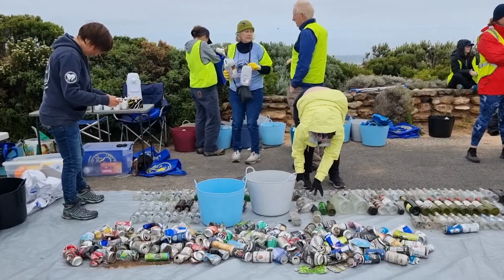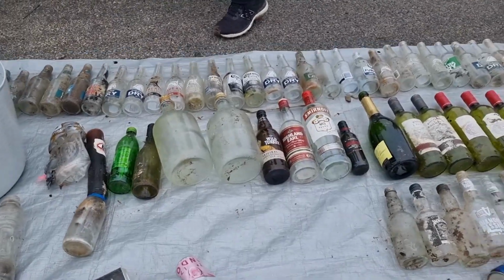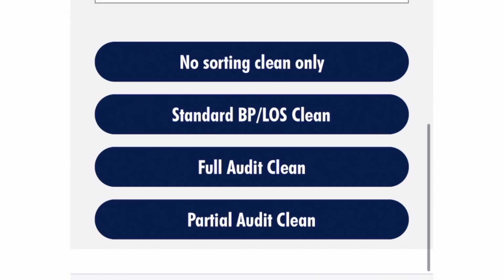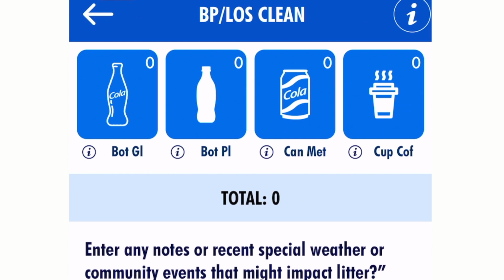However, where and when possible, we would love to know the types of litter items you collected because this helps us to identify litter issues. Number 2 is the standard Beach Patrol Love Our Streets Clean. This option only counts drink containers and coffee cups.